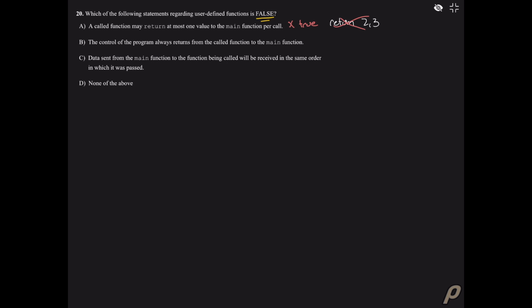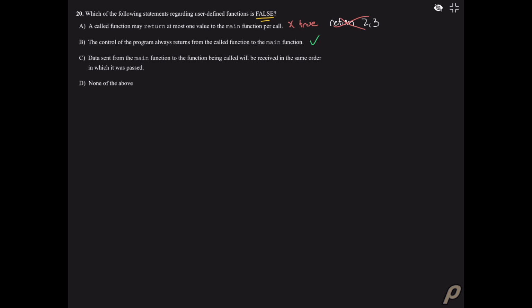So then let's look at B. The control of a program always returns from the called function to the main function. So what does that mean? So this is saying that if we run a function, then it'll always just return to the main function no matter where we call it. And this is actually false. So why is this false?